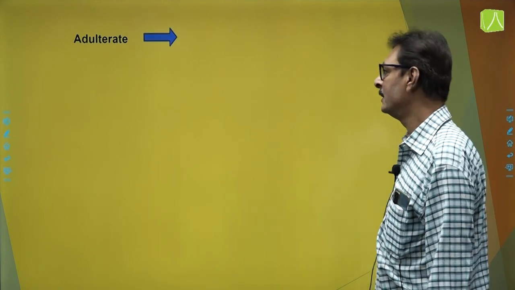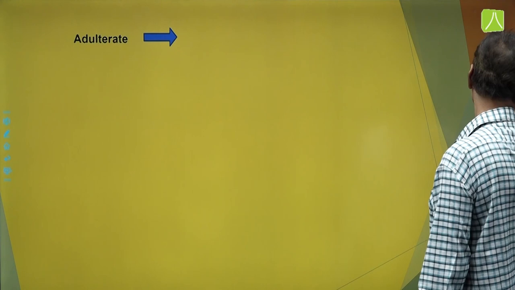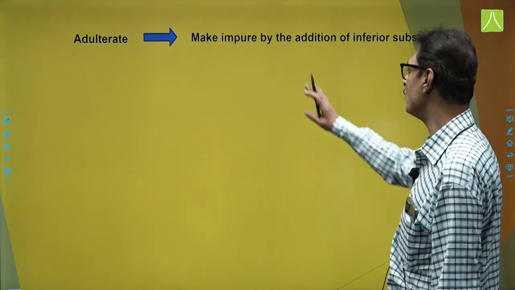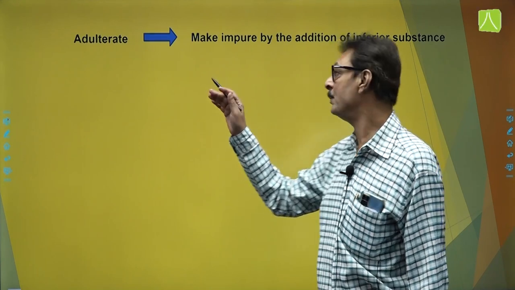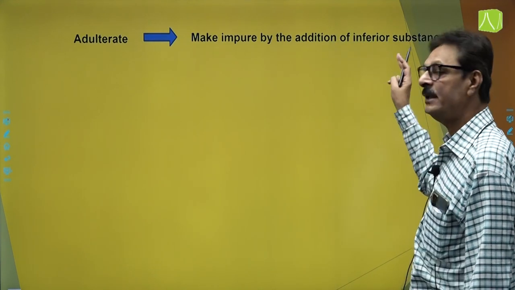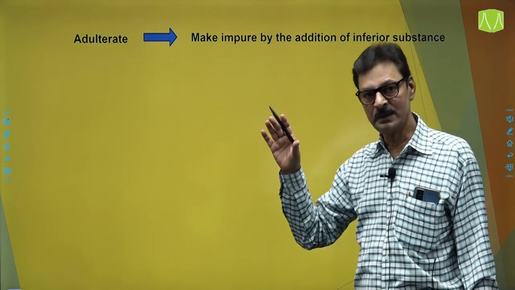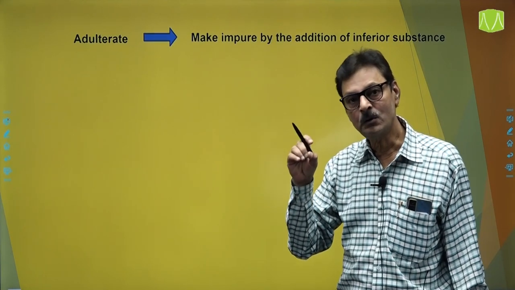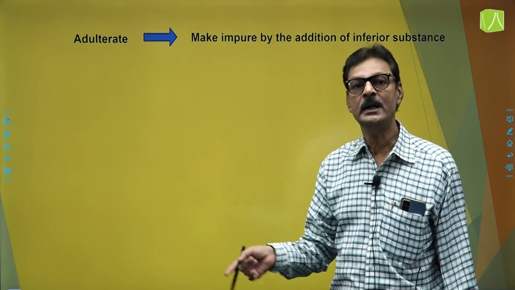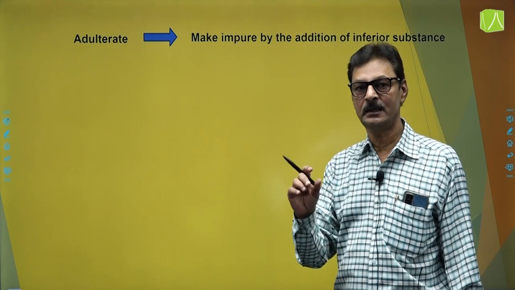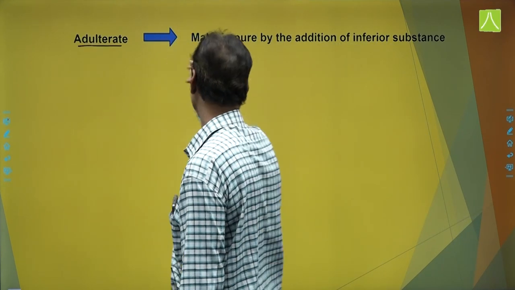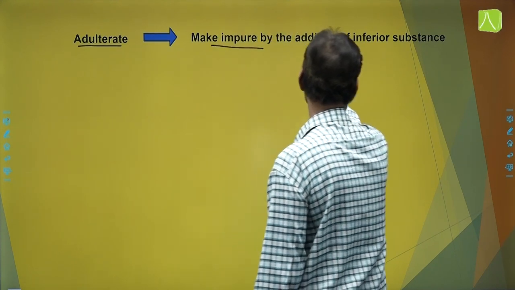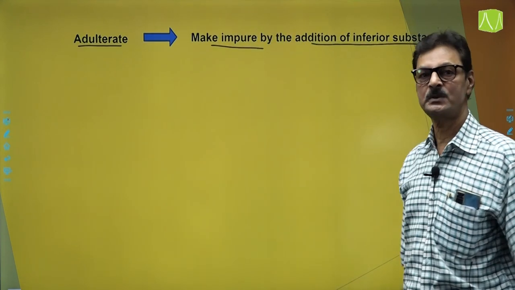Adulterate. Now, what is adulterate? Adulterate is to make something impure, to make something impure by addition of an inferior substance. जब किसी चीज की quality को खराब quality से mix करके बनाया जाता है, then that is called adulteration. So, adulterate is to make impure by the addition of an inferior substance.